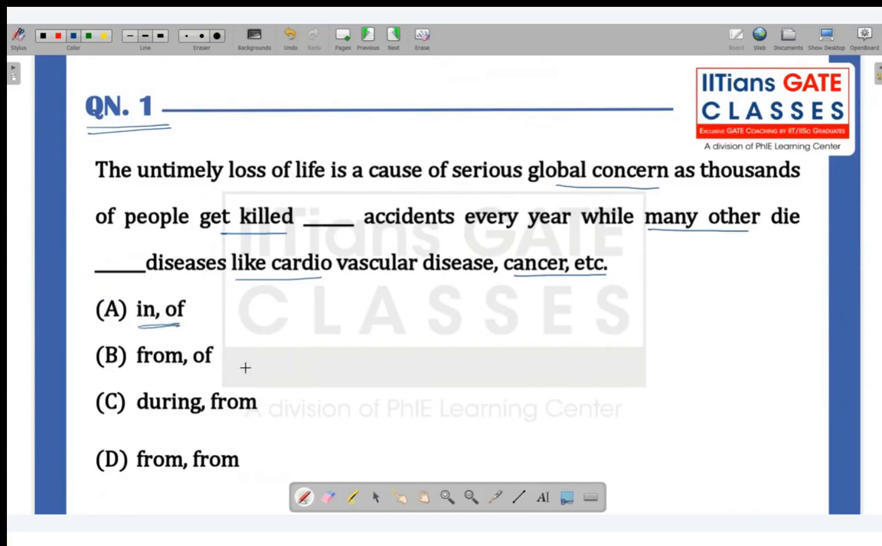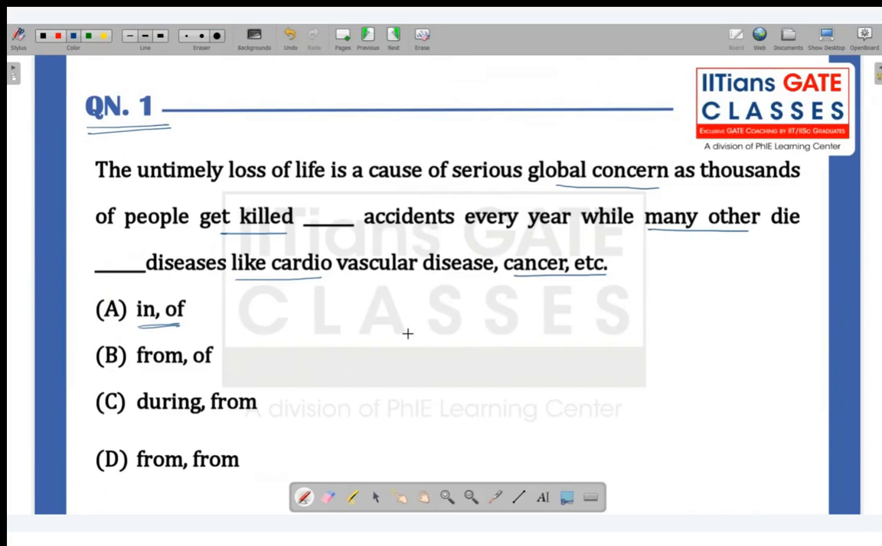So you can take the very first one here. If you read this again, thousands of people get killed. There are options like 'in' and 'of', or 'from' or 'of', 'during' and 'from', and 'from'. Can somebody answer the question here, which is going to fit the blanks? Anyone can answer. Let me check. Yes, option A is going to be correct.